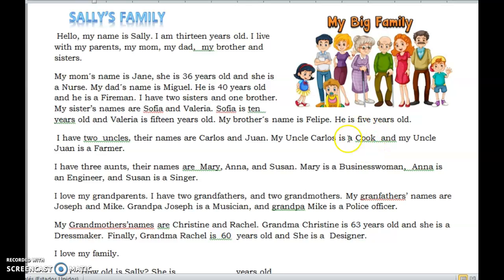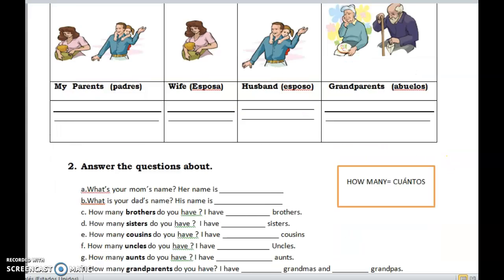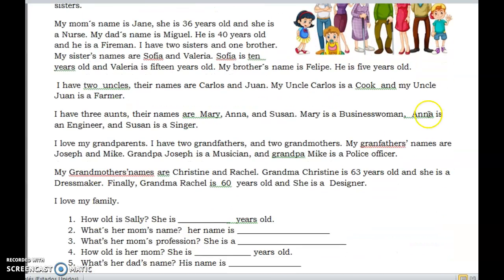My uncle Carlos is a cook. Mi tío Carlos es un chef. Cook es un chef o cocinero. Excuse me. My uncle Juan is a farmer. Es un granjero, farmer. Mary is a businesswoman. Mary es una mujer de negocios. Anna is an engineer. Ana es una ingeniera. Susan is a singer. Susan es cantante.